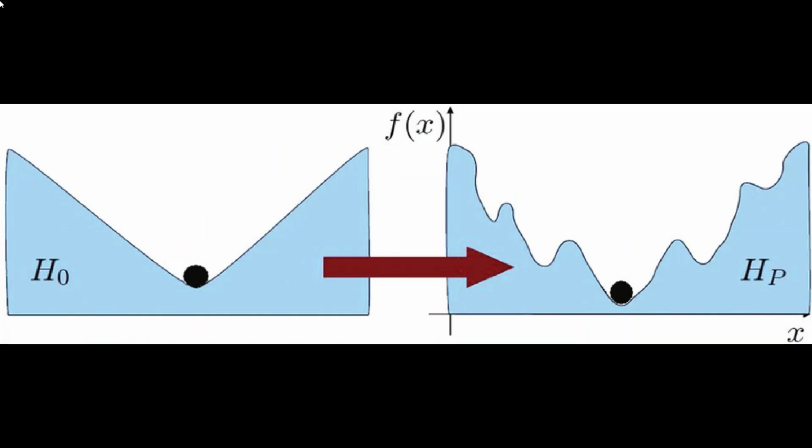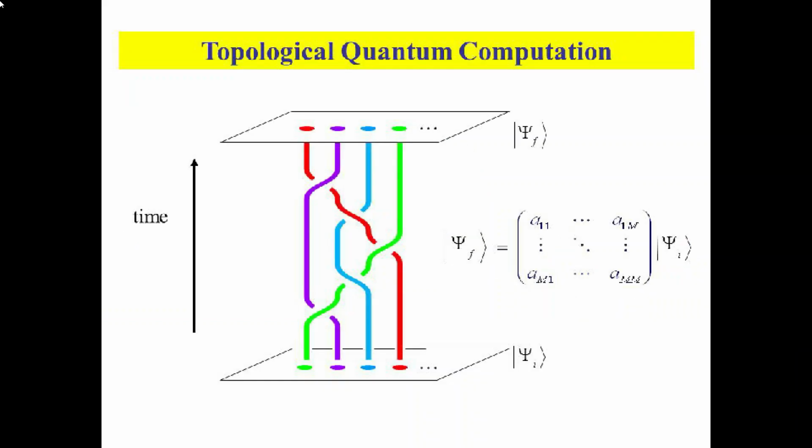Third, adiabatic quantum computer, based on quantum annealing, computation decomposed into a slow continuous transformation of an initial Hamiltonian into a final Hamiltonian, whose ground states contain the solution. Fourth, topological quantum computer, computation decomposed into the braiding of anyons in a 2D lattice.